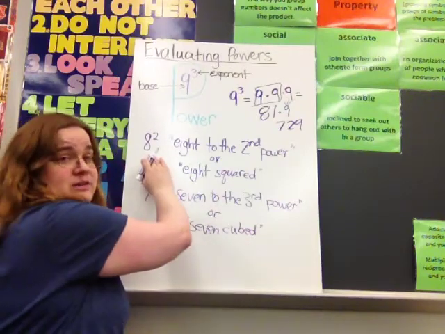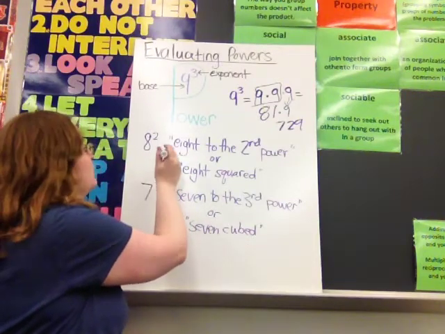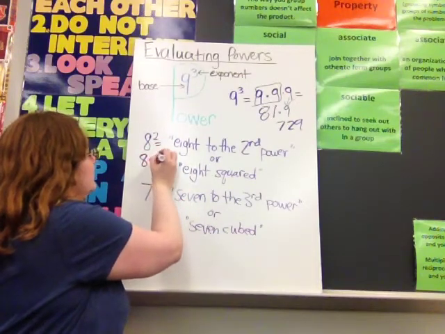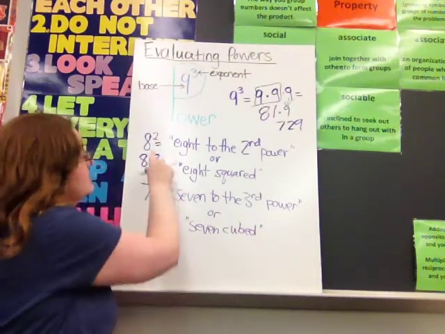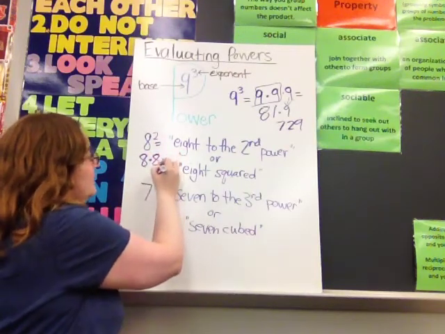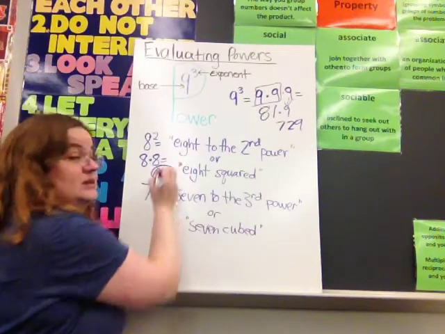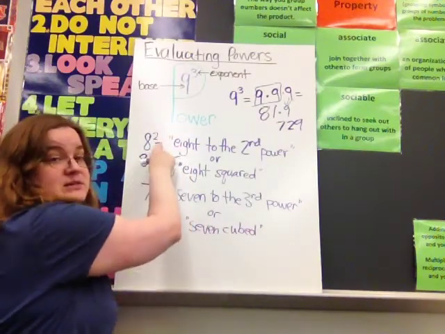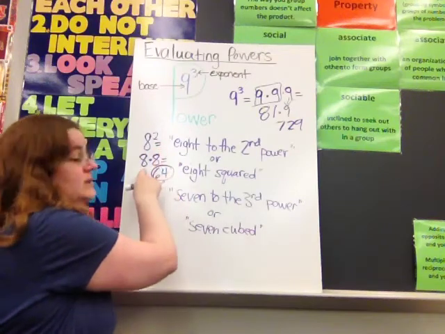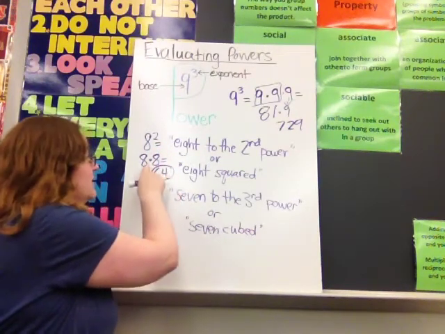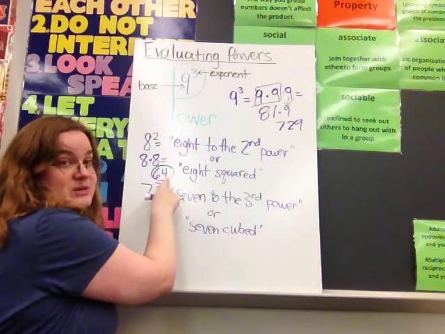So let's go ahead and evaluate both of these so that we get a little bit more practice. 8 squared is 8 times 8, because this means 2 8s multiplied together. 8 times 8 is, of course, 64. So 8 squared is exponential form. 8 times 8 is expanded, and 64 is going to be standard.